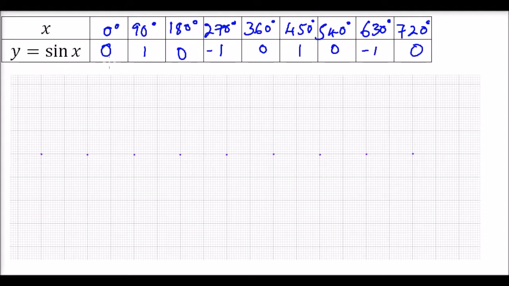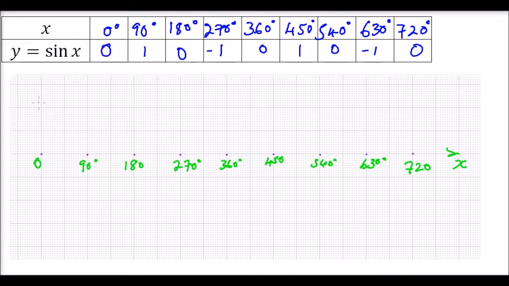So this is the graph that we are going to plot. I have already placed the table that we need to help us get the points. We start from 0, then this is 90, this is 180, this is 270, this is 360, we have 450, 540, 630, and finally 720. That is our x-axis. Along the y-axis, this is 1, and this is minus 1.